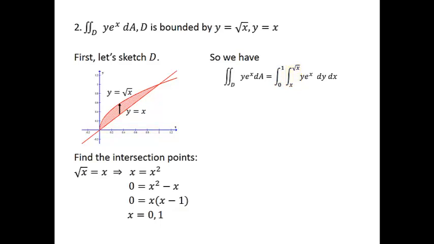We first integrate with respect to y, so we get the integral from 0 to 1 of 1/2 y squared e to the x, evaluated from y equals x to y equals the square root of x. So we replace y with the square root of x minus what we get when we replace y with x.